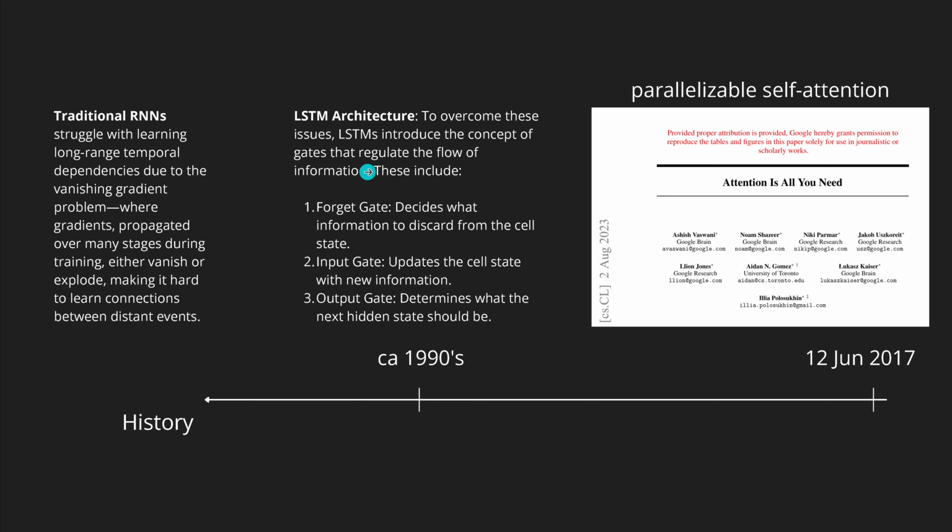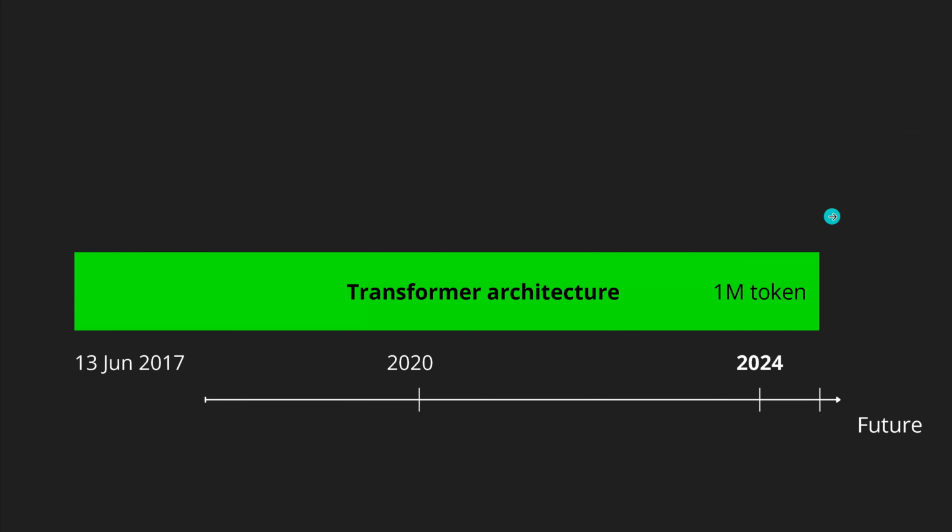And LSTM introduced three gates: the forget gate to decide what information to discard from the cell state, the input gate that updates the cell state with new information, and the output gate, which determined what the new hidden state should be. But everything changed when Attention is All You Need happened in 2017 and transformers emerged. And the transformer architecture was the dominant architecture since then.